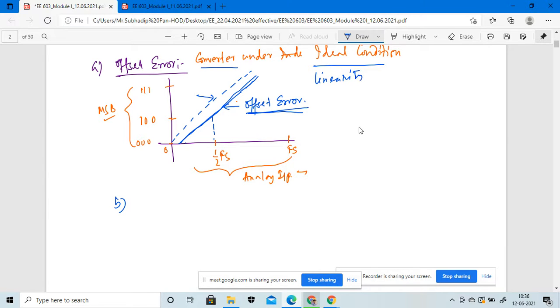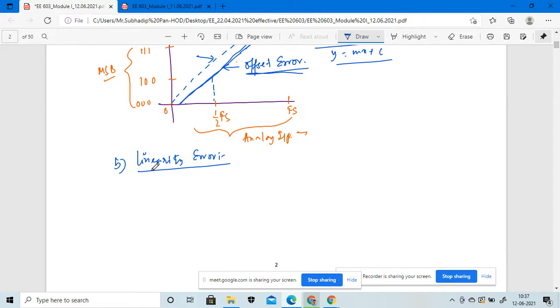In the case of linearity, we consider the equation of a straight line. That means y is equal to mx plus c, right? That was the equation of a straight line. Okay, so if we consider the linearity error, then what happens? Linearity error means it will violate the linearity. That means we should not consider a straight line. So in such cases, what will be the scenario of my characteristic curve?